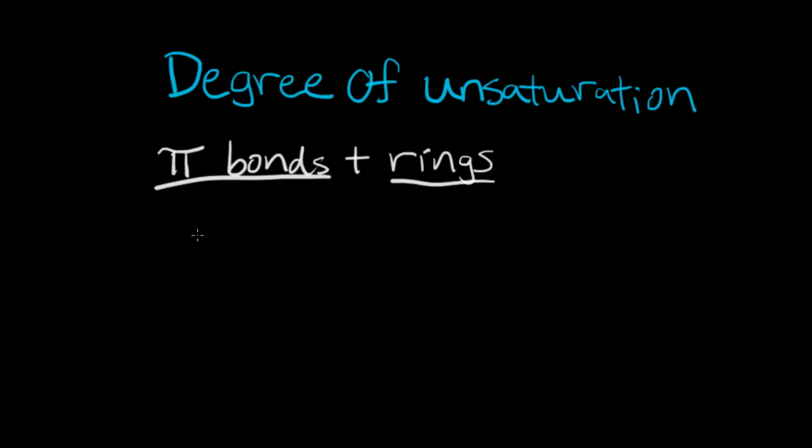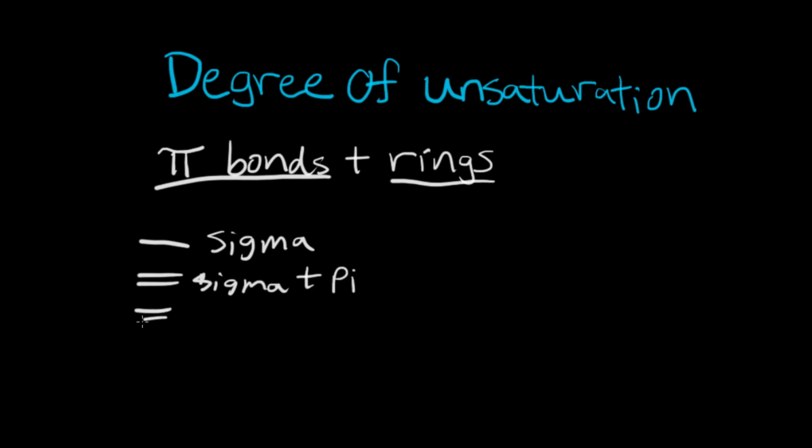And an important thing to keep in mind is that a single bond is going to be equal to a sigma bond. A double bond is going to be equal to a sigma bond plus a pi bond. And then a triple bond is going to be equal to a sigma bond plus two pi bonds. So after a single bond, all you do is keep adding pi bonds, double and triple.